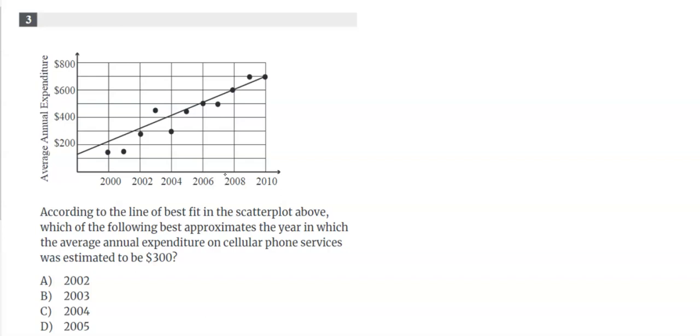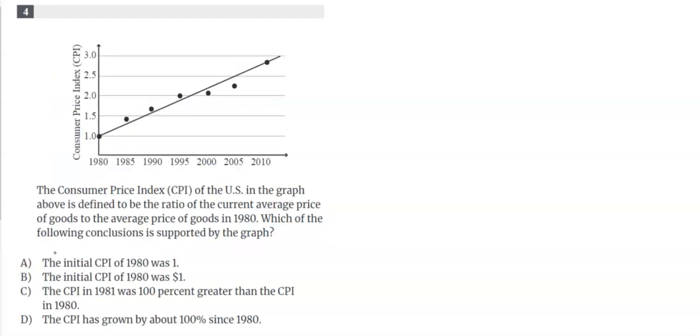According to the line of best fit, your average expenditure on cell phone service was estimated to be 300. So 300 is right about here. So I go over the line of best fit and go down. That's about 2002-ish.